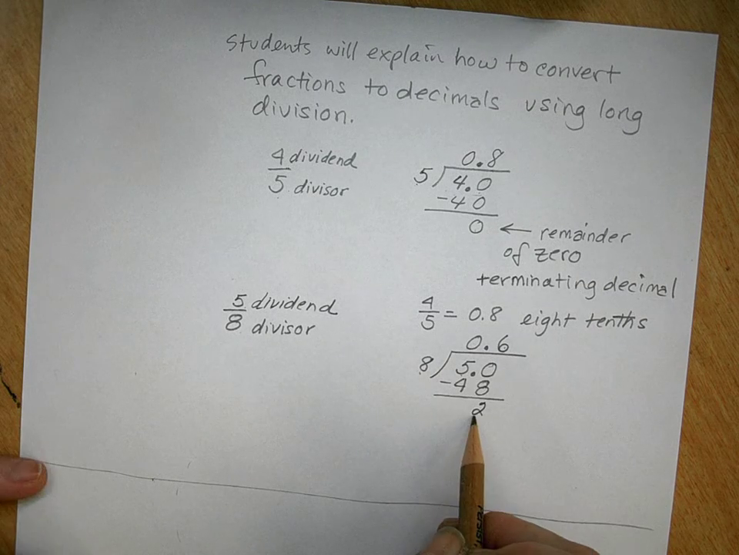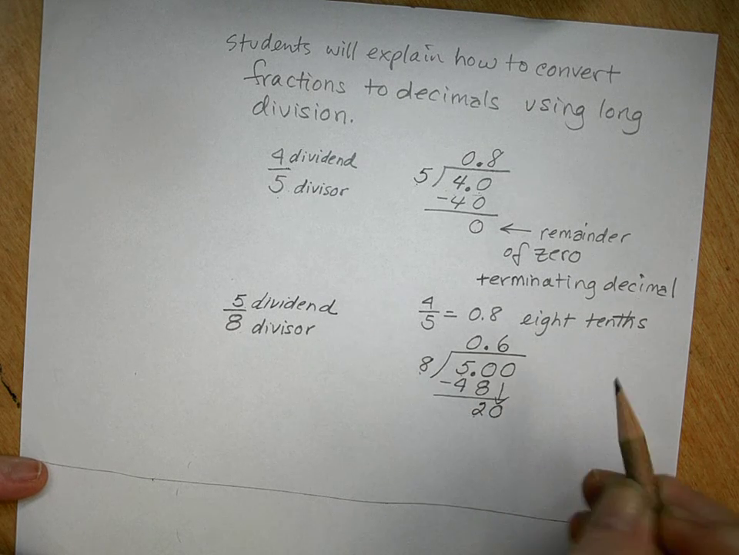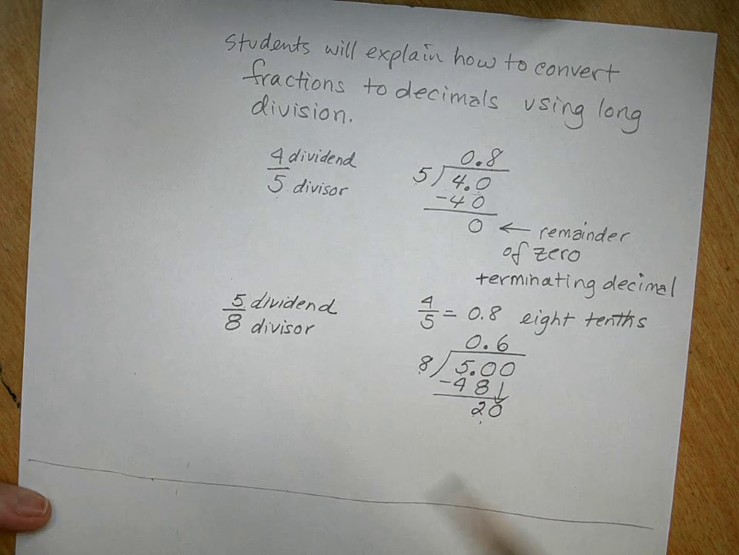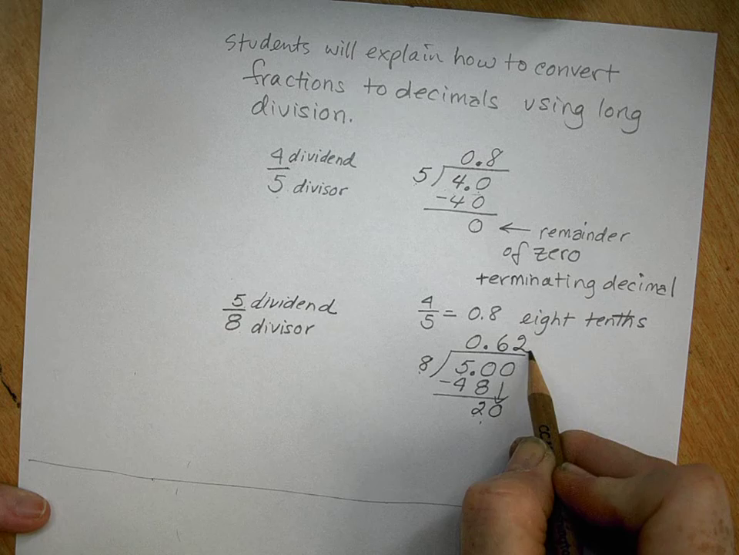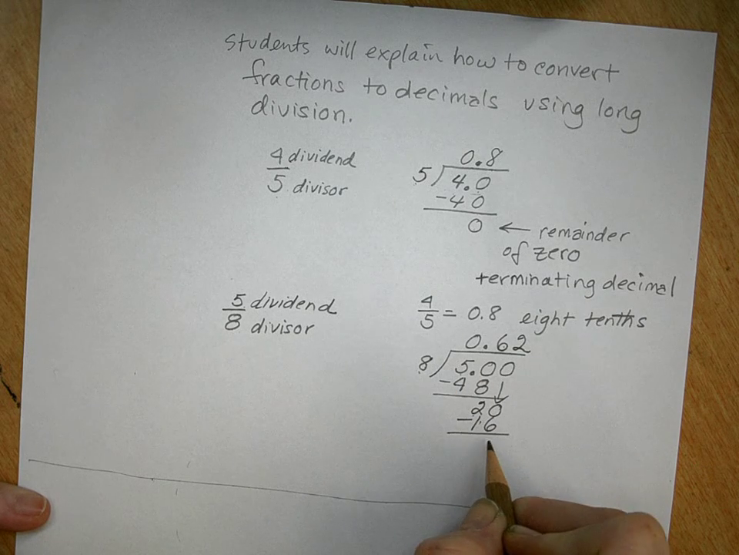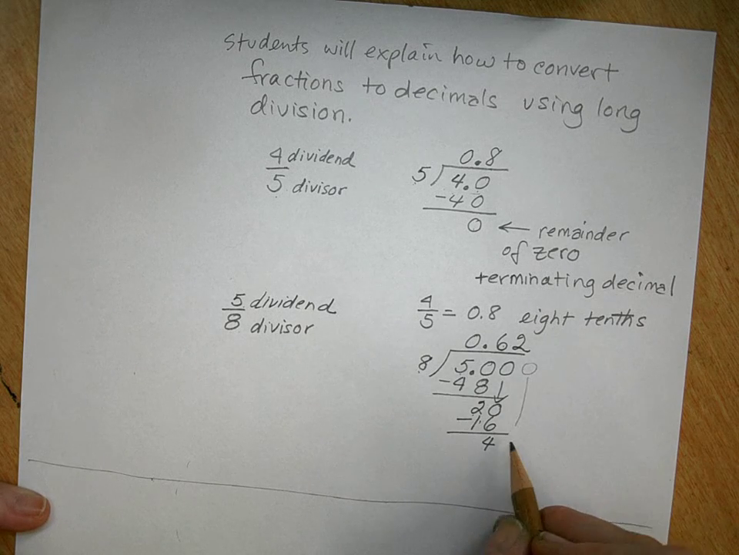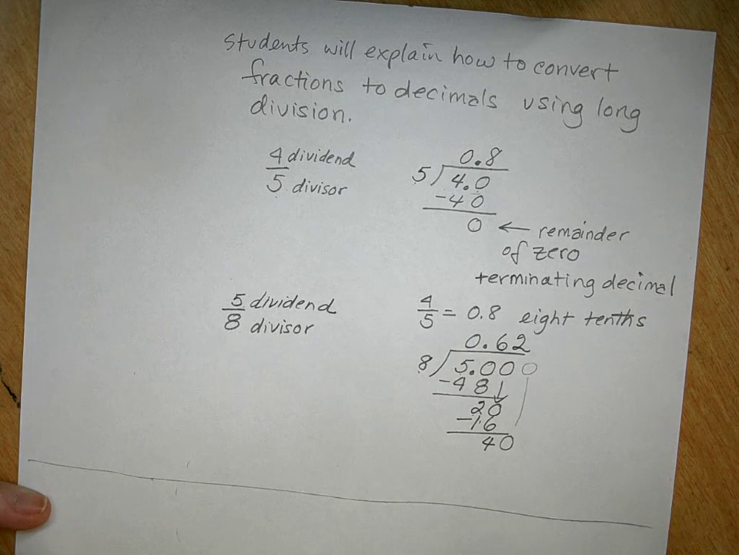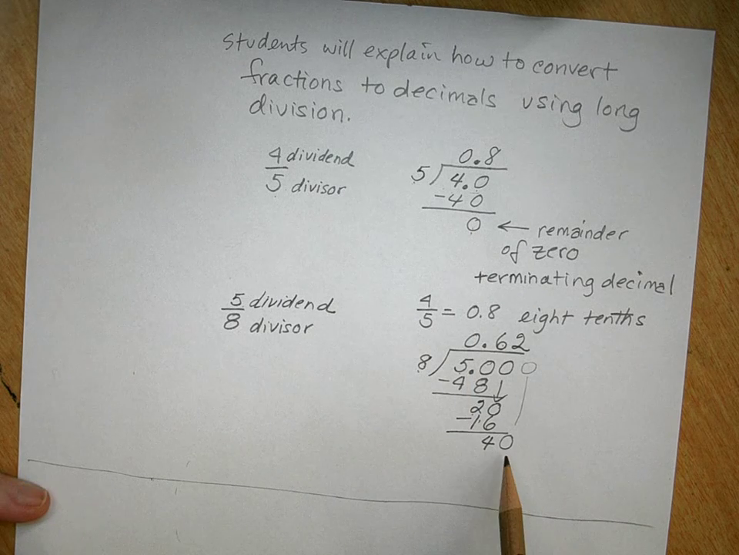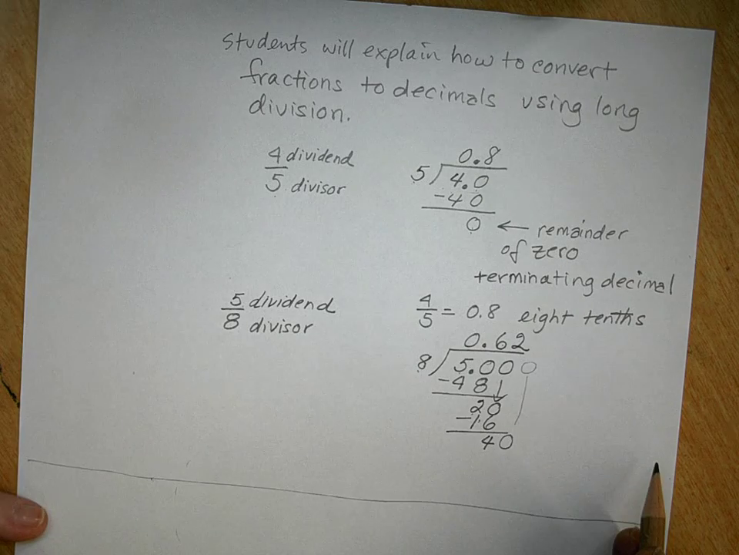8 doesn't go evenly into 2, so I'm going to bring down a 0. 8 goes into 20, let's see, 2 times. 2 times 8 is 16. I have a remainder of 4. Bring down another 0. I'm going to continue this process until either I get a remainder of 0 or I get a repeating pattern. I have the same remainder time and time again.